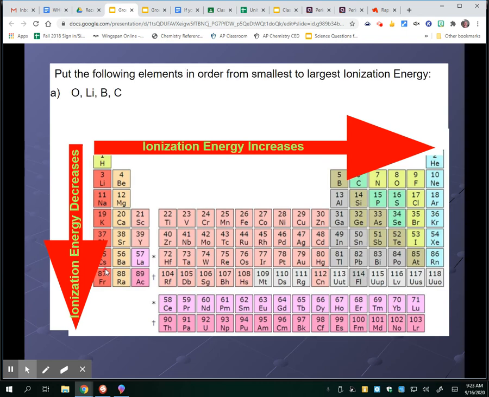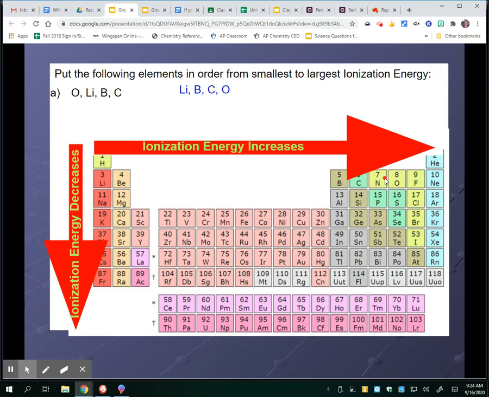So I have some practice here: putting elements in order from smallest to largest ionization energy. A is a period trend, and I think we're dealing with period 2. So we're going from smallest to largest. The atoms over here would have the smallest ionization energy because they're the larger atoms. And then as we go this way, our ionization energy is going to increase. So the correct order is this.